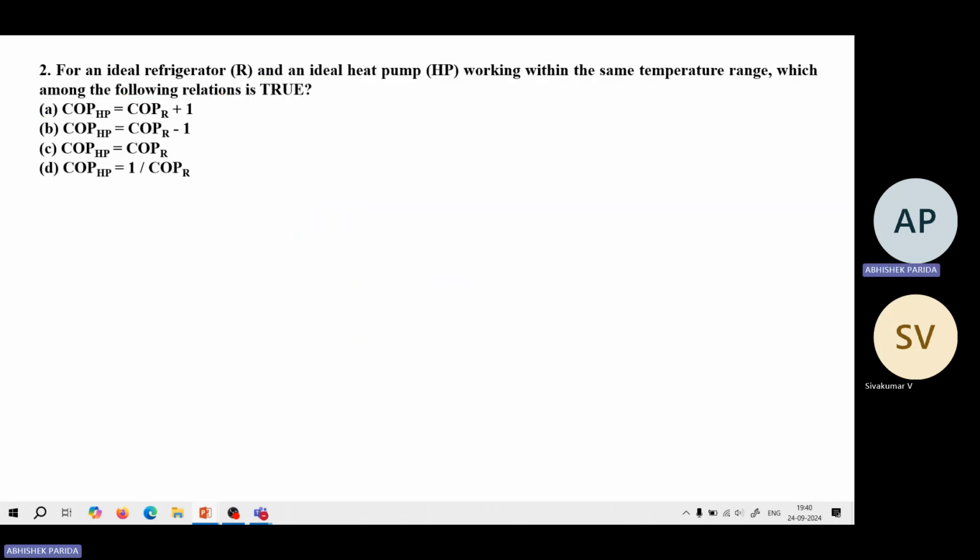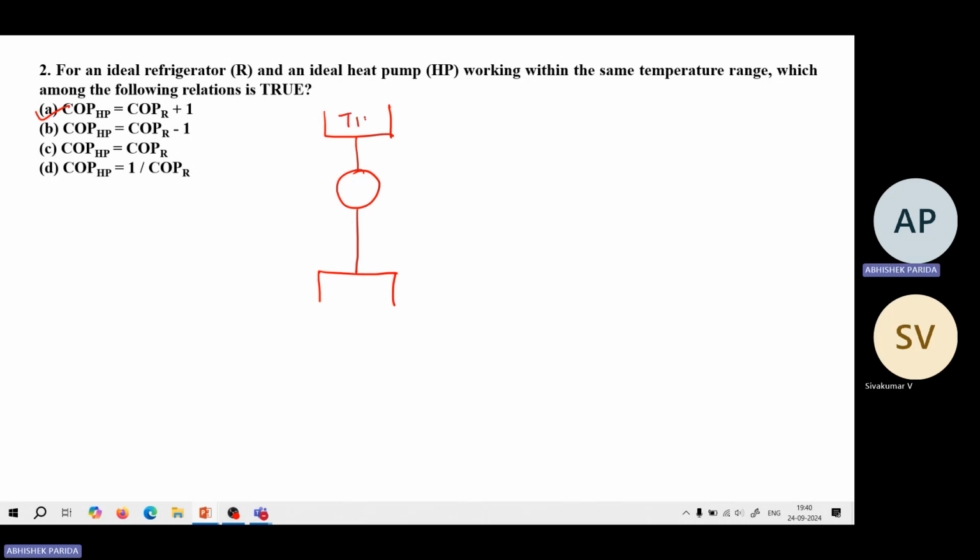Now, question number 2: for an ideal refrigerator R and an ideal heat pump HP working within the same temperature range, which of the following relations is true? That is very easy. Just tell me the answer. Yes, sir. COP of heat pump is equal to 1 plus COP of refrigerator. Option A is correct, and this has already been derived in the lectures. But still, if you want, I will do it.